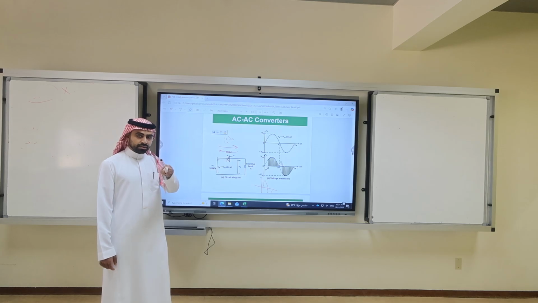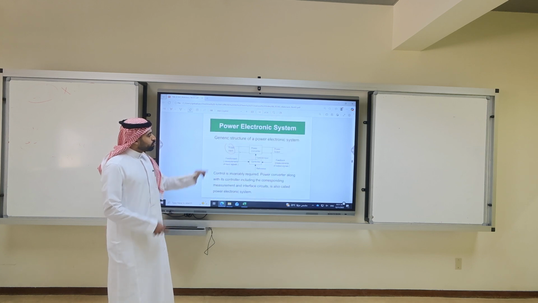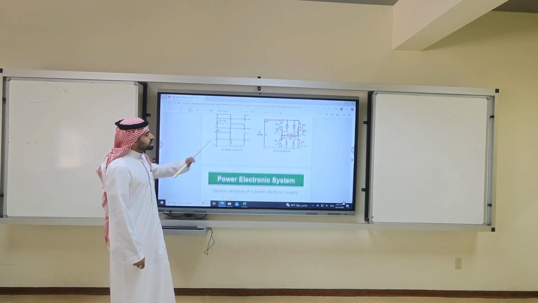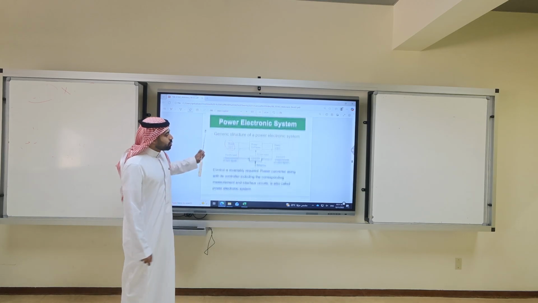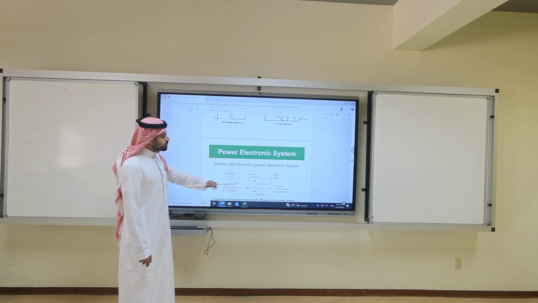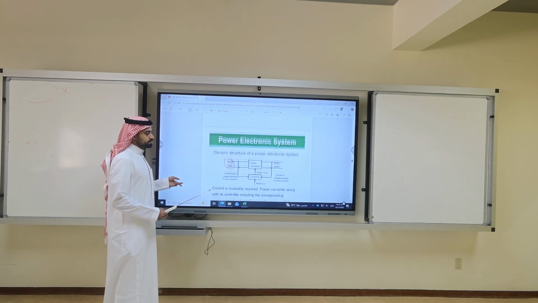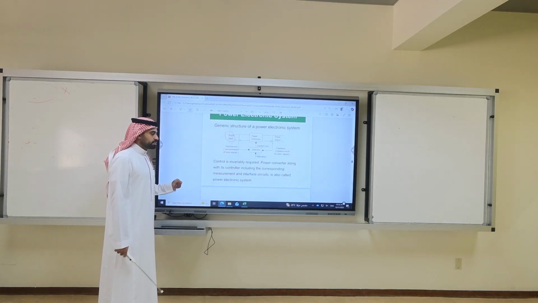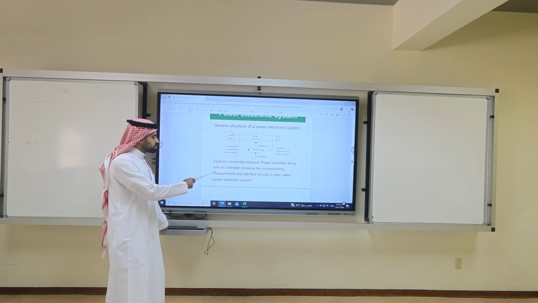If I ask you in the test, what is the power input? You say supply. What is the power converter? This circuit. What is the output power? The one on the load. What is the control signal? The one on the gate of the MOSFET. Can I say MOSFETs with control? Nothing is 100% complete. So control is required. The power converter along with its controller, including corresponding measurements and interface circuit, is also called a power electronic system.